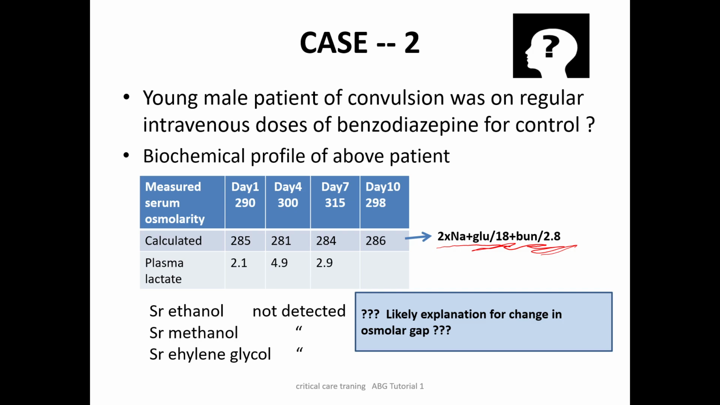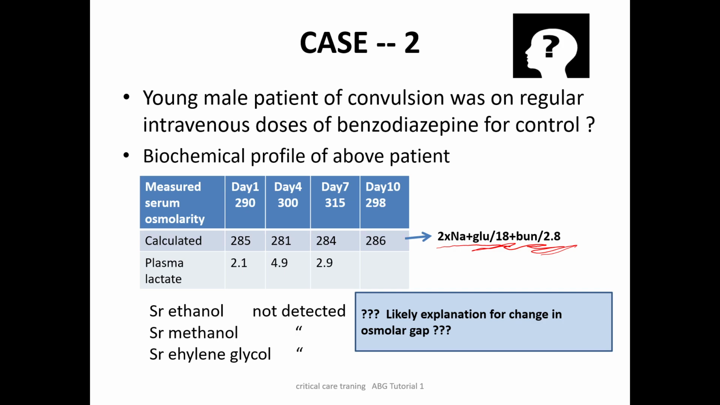If you send it to the lab, they do it by the freezing point depression method, and the measured serum osmolarity is 290. So there is a slight difference between the measured and calculated, and up to 10 milliosmol can be accepted. If we see day 1, day 4, day 7 and day 10, there is an increase in the osmolar gap. It is more than 10 on day 4, day 7 and day 10. So there is a slight progressive increase in the osmolar gap.